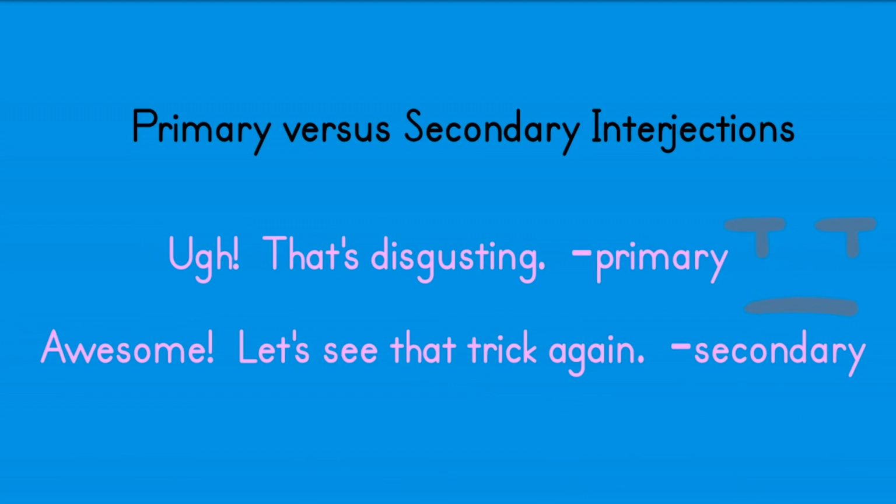Secondary interjections are interjections that function as another part of speech, that is, a noun, a verb, an adjective, and so on. Regardless of whether an interjection is primary or secondary, interjections can generally be excluded from a sentence, whether spoken or written, and not alter the meaning of it. In the example sentences shown, "Ugh" is a primary interjection showing disgust, and "awesome" is a secondary interjection, acting as an adjective for the word trick. Both can be removed from the examples without altering the meaning of the sentence that follows.